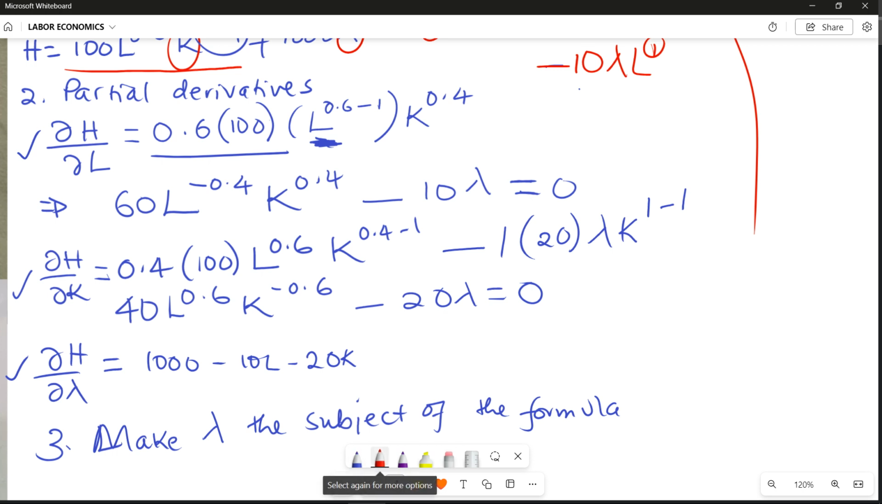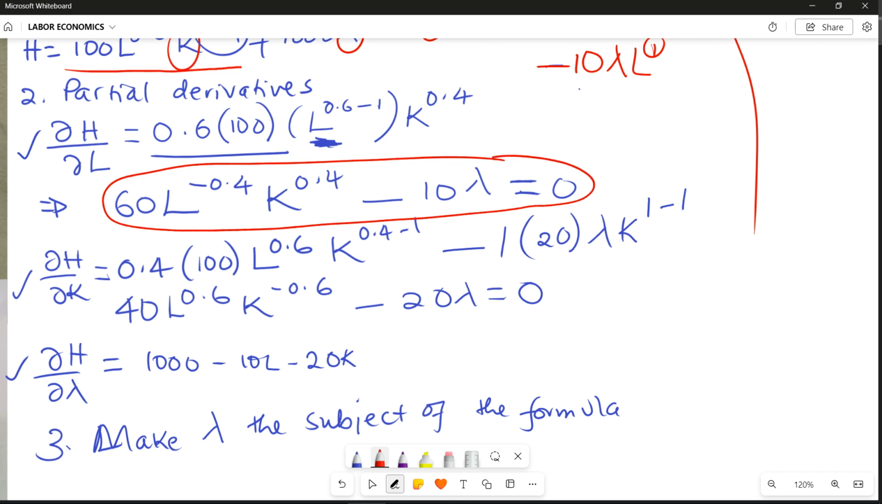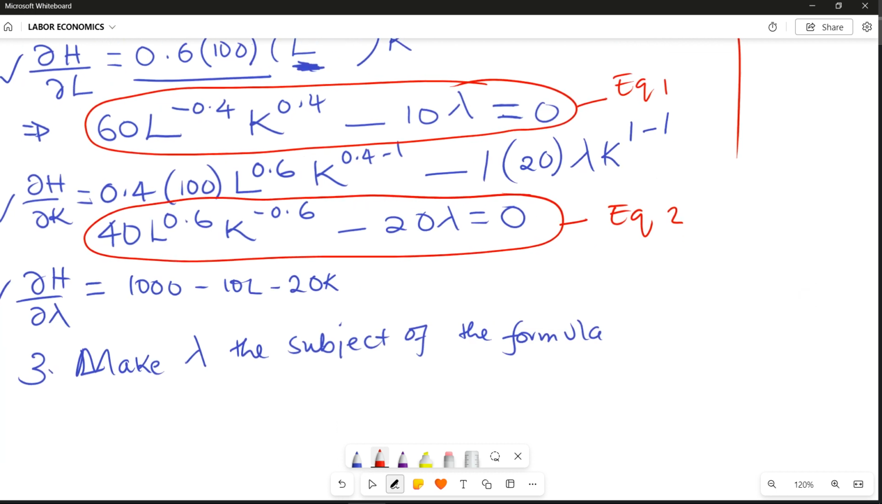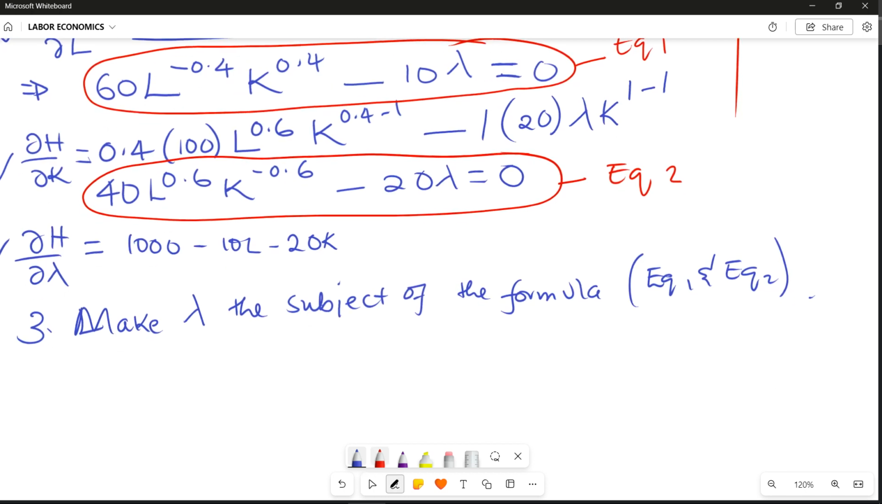Yeah, so let's call this equation, the simplified partial derivative with respect to labor, equation 1. And let's call this equation, the simplified partial derivative with respect to k, equation 2. So what I mean is in step number 3, from these two equations, make lambda the subject of the formula. So make lambda the subject of the formula from equation 1 and equation 2. So that's step number 3.